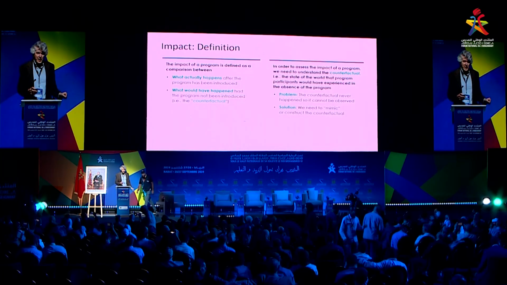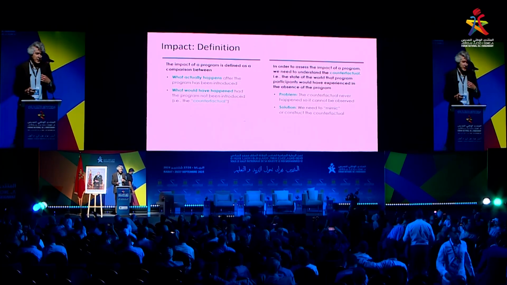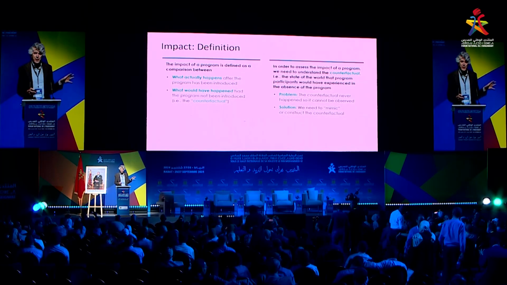And I'll show you some graphs now that will make it easier to understand what we're talking about here. Now, there's good news and bad news about how to measure this. The good news is that we usually can get data on what happens when the program is implemented. The bad news is that we usually do not have any information on what would have happened if the program had not been implemented. What would have happened we call the counterfactual.